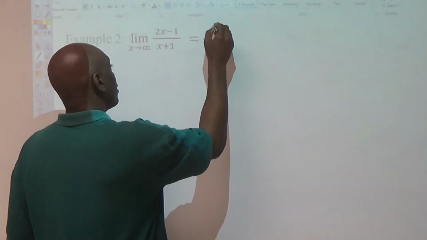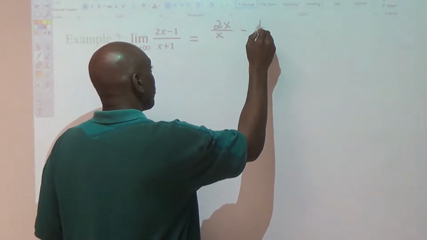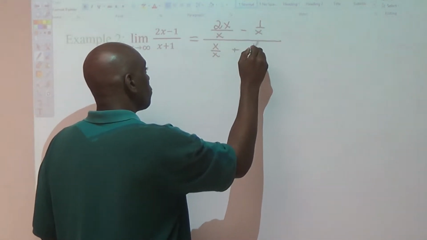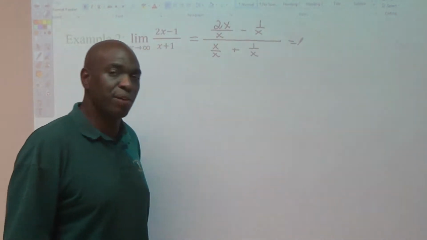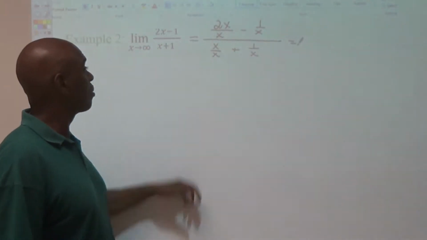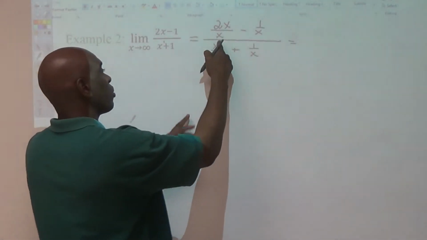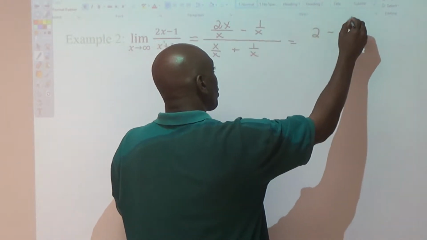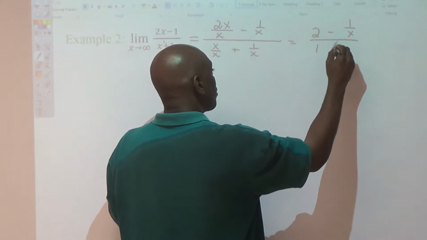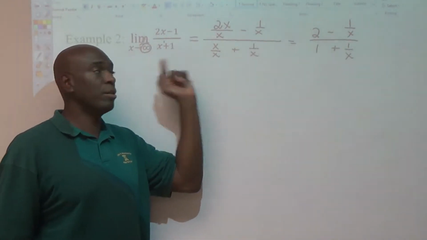So this is going to give me 2 over x divided by x minus 1 divided by x all over x divided by x plus 1 divided by x. I divided everything through by the highest power in my denominator. Okay, in this case it's x to the power of 1. All right, what is it equal? The x is canceled out, so I'm going to have 2 minus 1 over x divided by x over x is just 1 plus 1 over x. And now go back and grab infinity. Go back and grab infinity, substitute in for x.